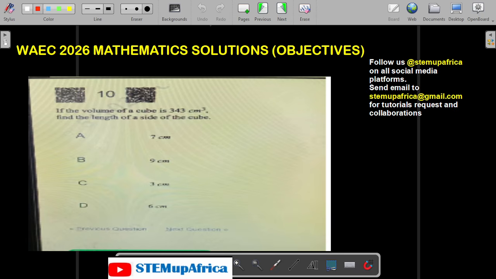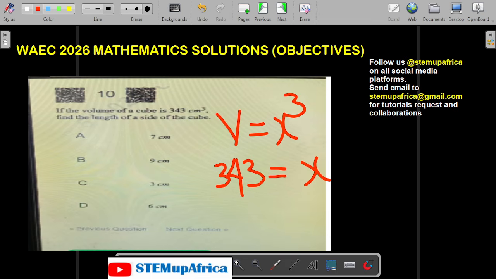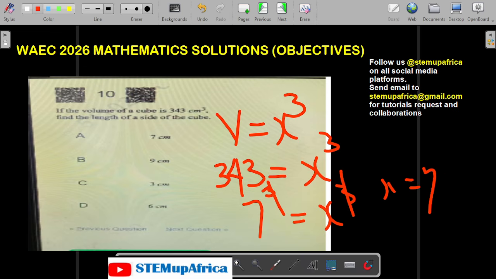Number 10. The volume of a cube is given. Find the length. The volume of a cube V is written as S power 3. So 343 is S power 3. 343 is written as 7 power 3 equals S power 3. The 3 cancels the 3, so the side of the cube is 7 cm. That is option A.